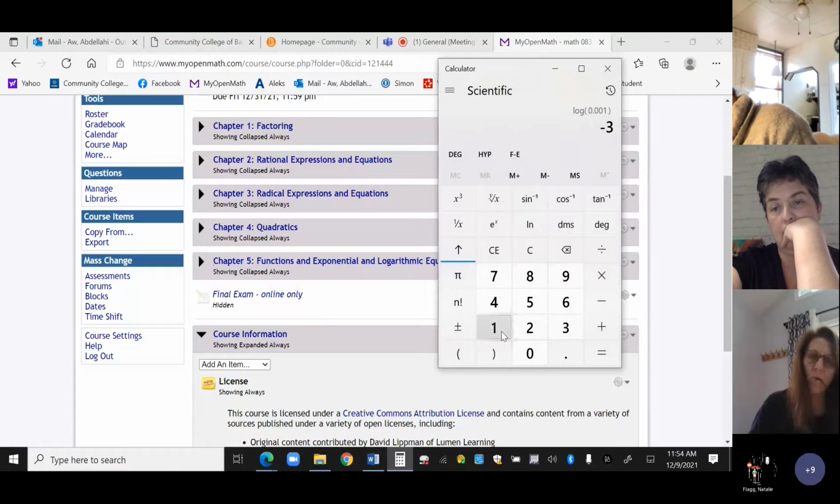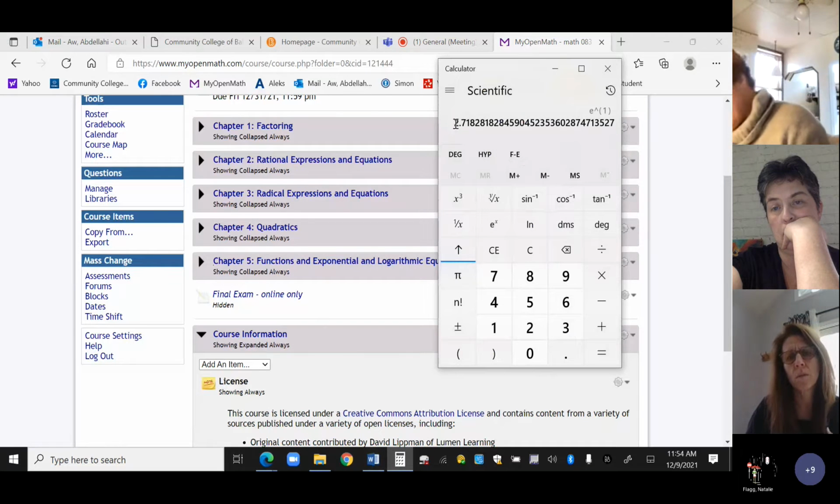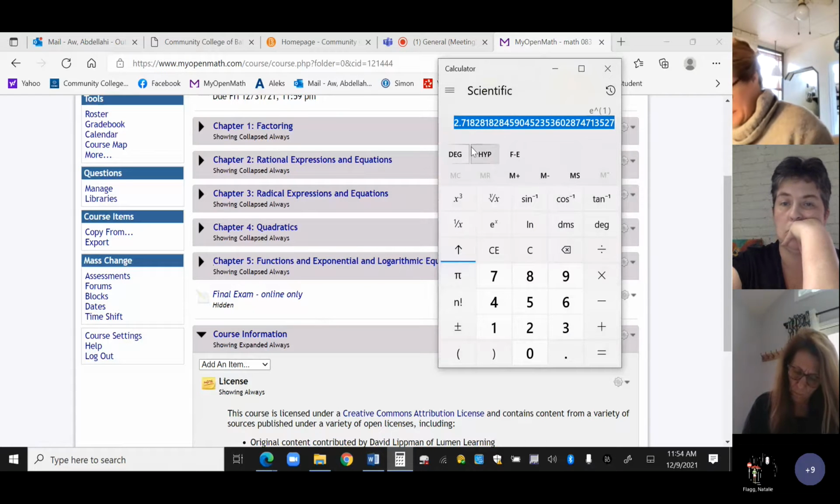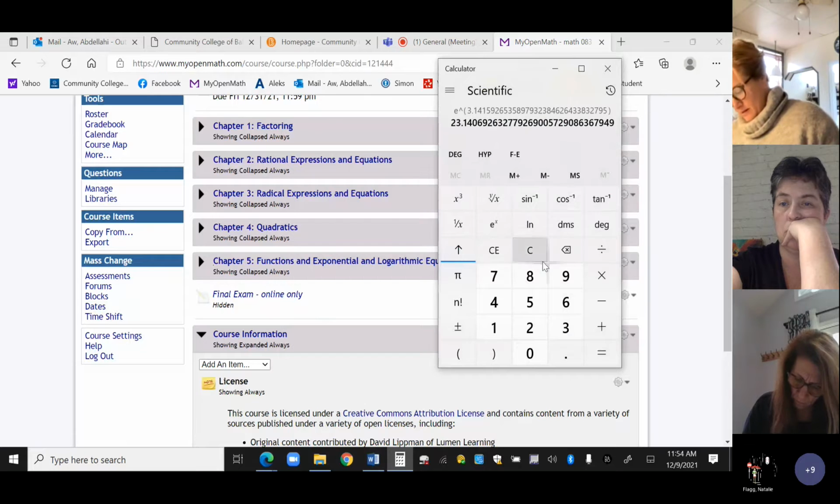And e is this number right here. That's called e in math, 2.718. In math and in science, we have some known numbers. For instance, pi is 3.14, etc. You have pi right here, and you have the number e.